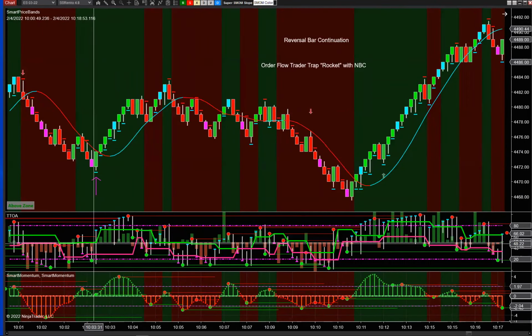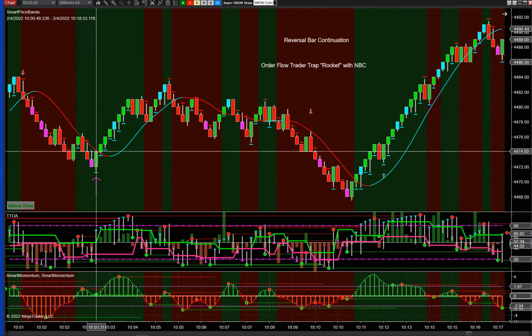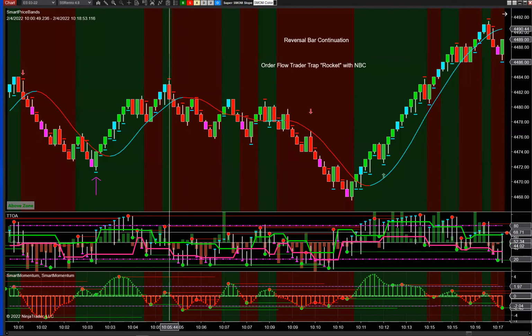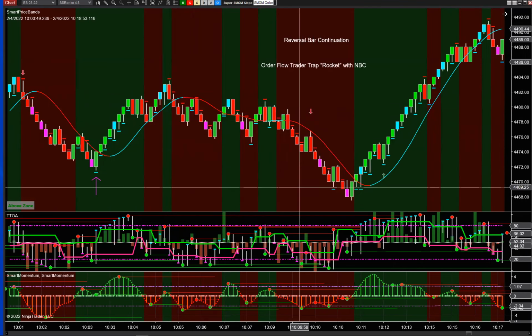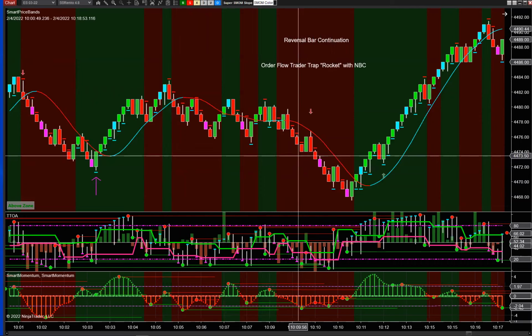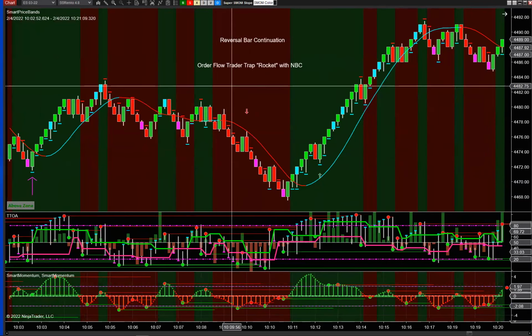So here's the second of these repeating reversals. You can see how powerful it would have been to enter that. Whether you hold it, scalp it on the way down, or hold it to clear this, however you want to do that, is totally up to you.